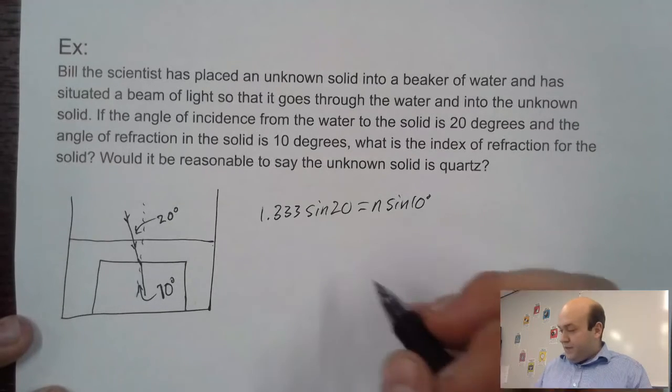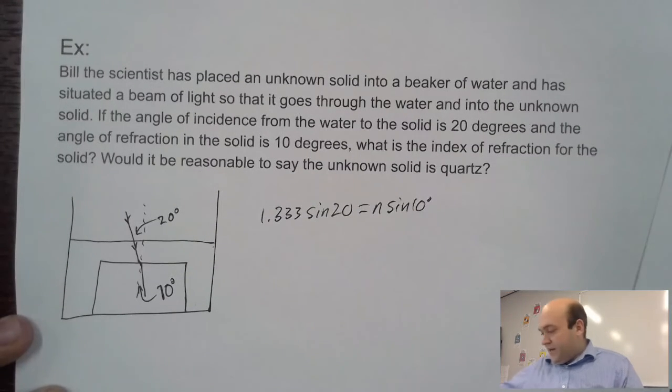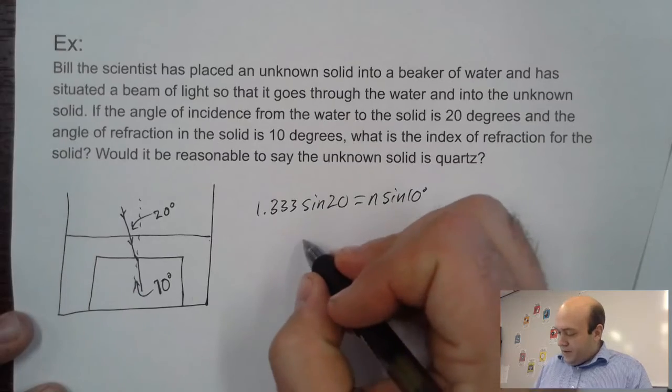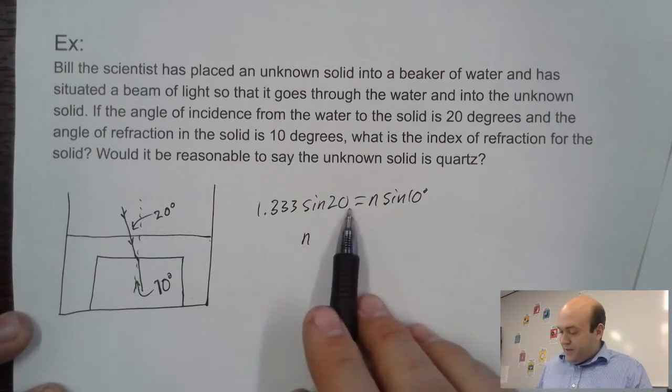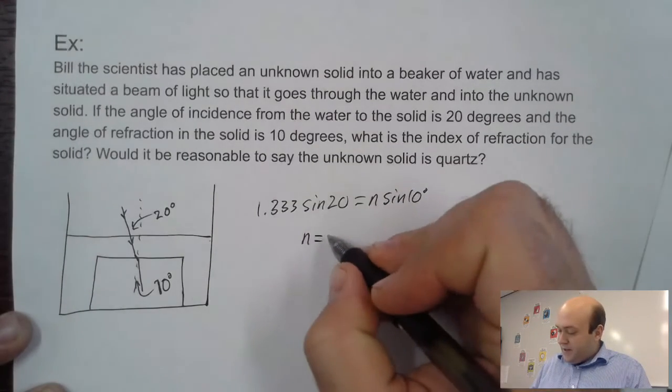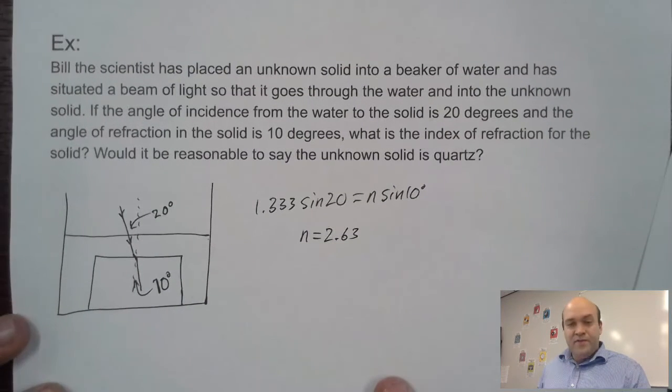So I'll divide by sine of 10. In my calculator, kind of all in one step, I can type this in, divide by sine 10, and I get 2.63 for my index.